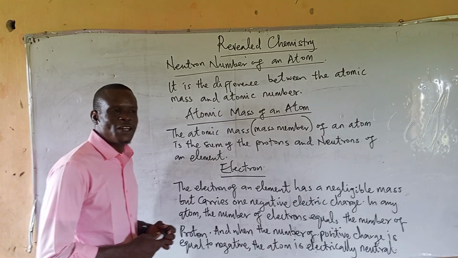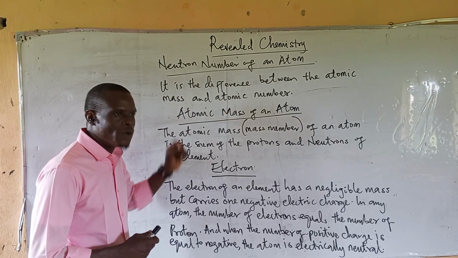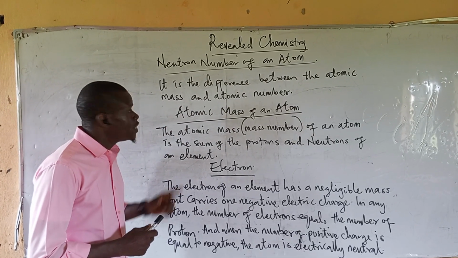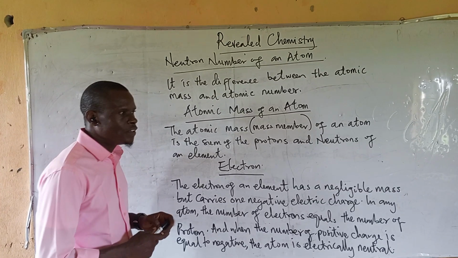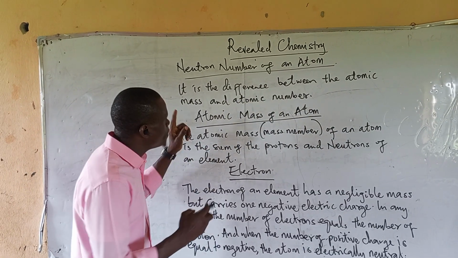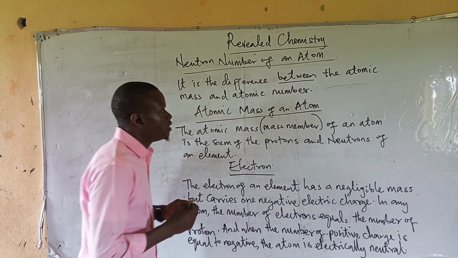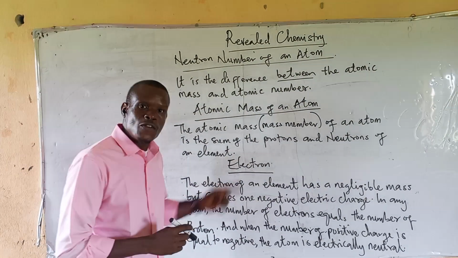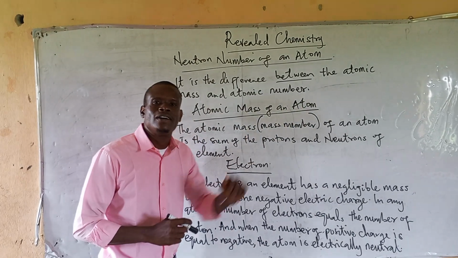In our previous channel discussions, we talked about proton numbers. Today we'll be looking at the neutron number of an atom. The neutron number of an atom is the difference between, the keyword there, between the atomic mass of an element and the atomic number.